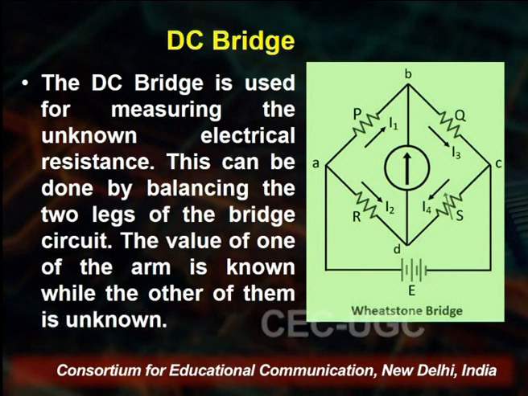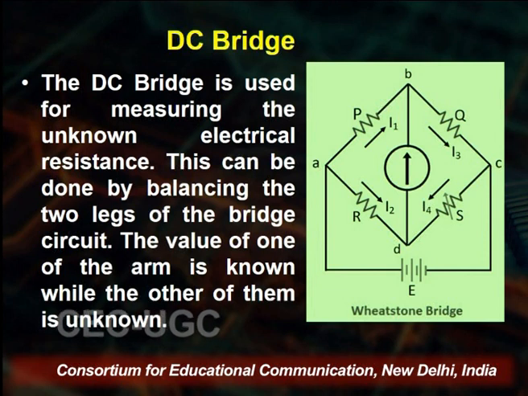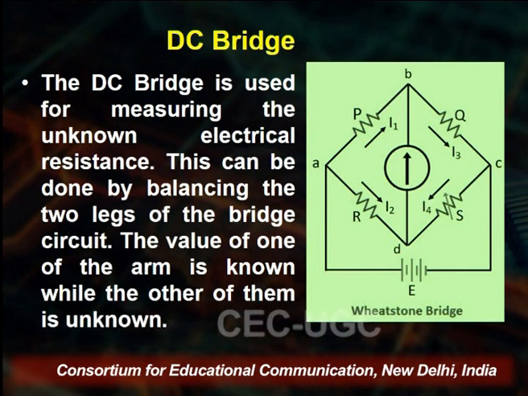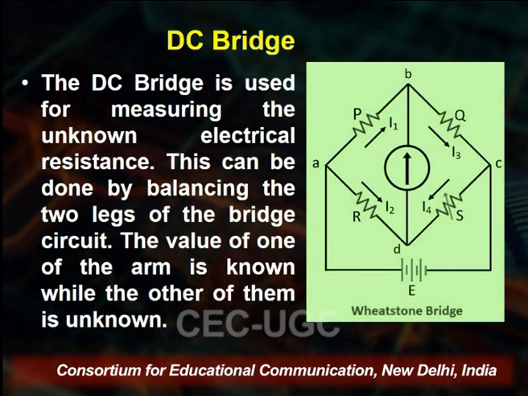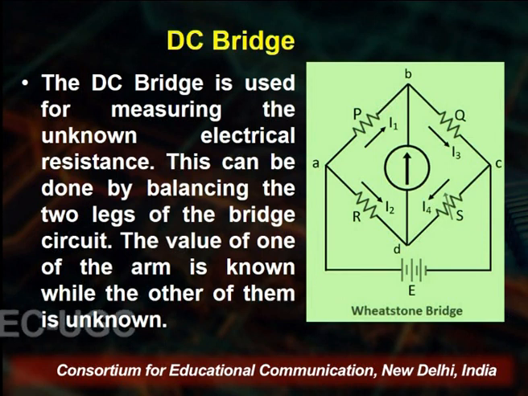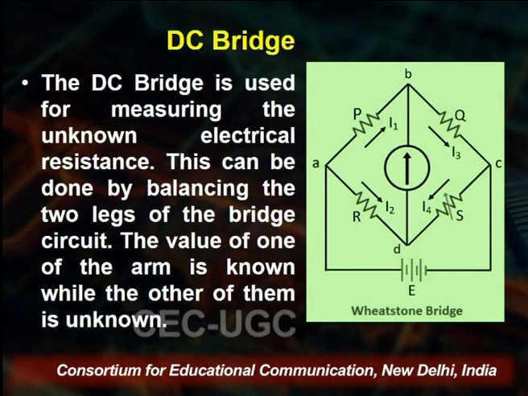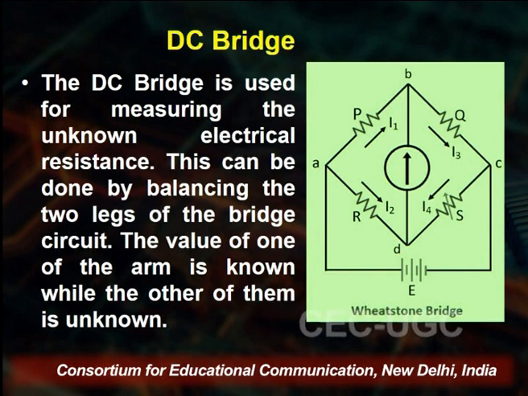Again, this bridge is connected with A, B, C, D, and this can be done by balancing the 2 legs of the bridge circuit. The value of one of the arms is known while the other is unknown. You see that on the left-hand side we know, but on the right-hand side we don't know the Q and S values. Then by balancing R and P we can find out Q and S. So by balancing the values we can measure the unknown resistance of the circuit.